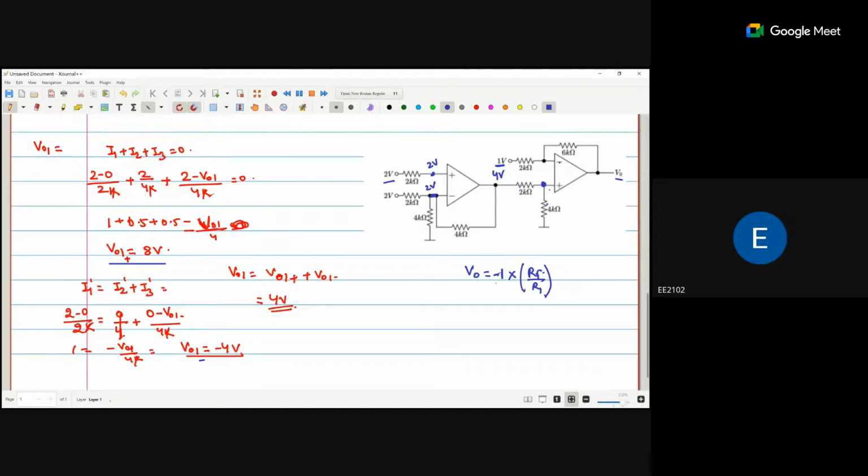What is the voltage divider rule? 4 into 4 divided by 2 plus 4, that is 4 divided by 6. Because the voltage drop across this resistance is 4 into 4 divided by 2 plus 4, which is 6. So that is 16 by 6 volts. Now because of this 16 by 6 volts, we are getting output voltage that is positive 16 by 6 into 1 plus RF by R1.